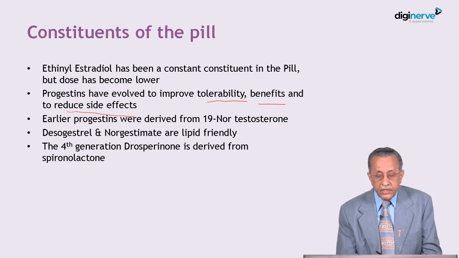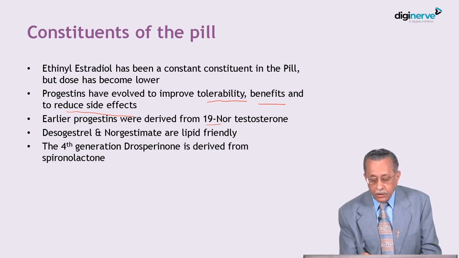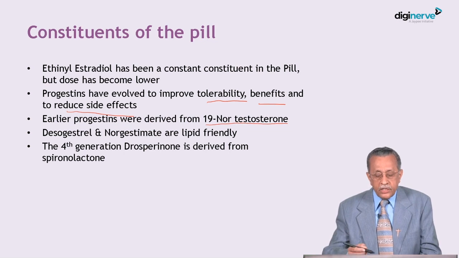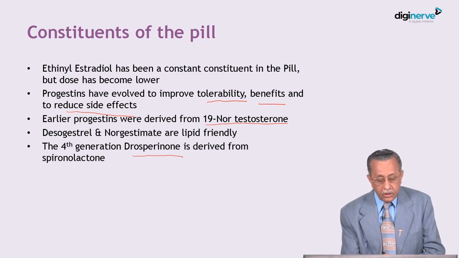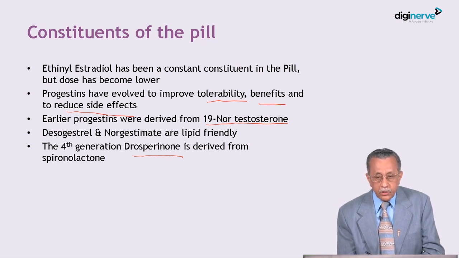The earlier progestins were derived from 19-nortestosterone, and so there was a certain amount of androgenic side effects of the oral contraceptive pill. To reduce the androgenic side effects of 19-nortestosterone, the fourth generation of oral contraceptive pills contain drospirenone, which is derived not from testosterone but from spironolactone, which is a diuretic. Desogestrel and norgestimate are still being used because they are lipid friendly, and so the risk of atherosclerosis is minimal when these oral contraceptives are used for a long time.